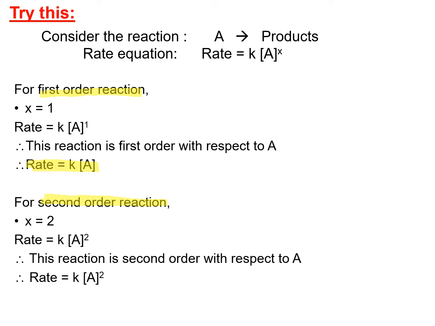for the rate of a second order reaction, the rate will be equal to K multiplied by the concentration of A to the power of 2. And this reaction is actually second order with respect to A.